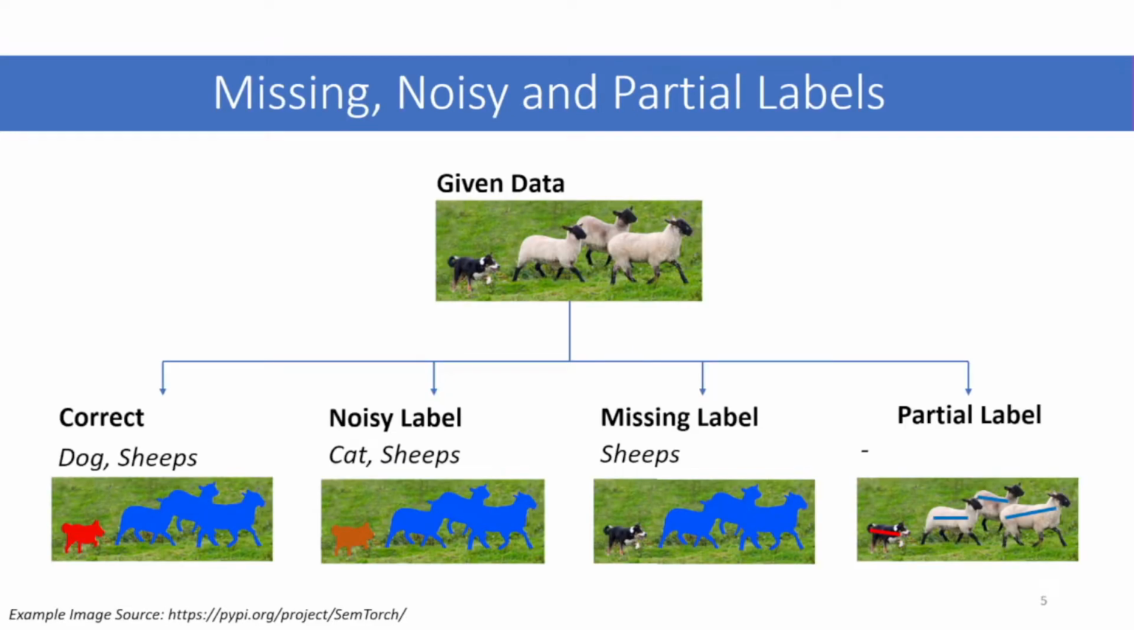So what are missing, noisy, and partial labels? We tried to illustrate this with this slide here. Imagine you have an image of sheep and a dog, right? In a scientific, perfectly labeled lab environment, you would probably get a data set like the one on the bottom left. You will get labels for the classification task. They will tell you there's a dog and there's sheep. In the semantic segmentation part, you would get segmentation masks, pixel-level annotated, nice masks.